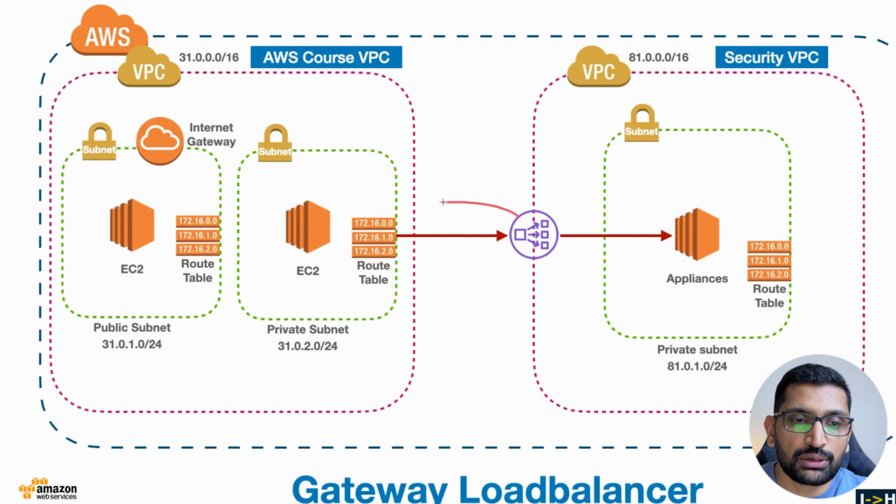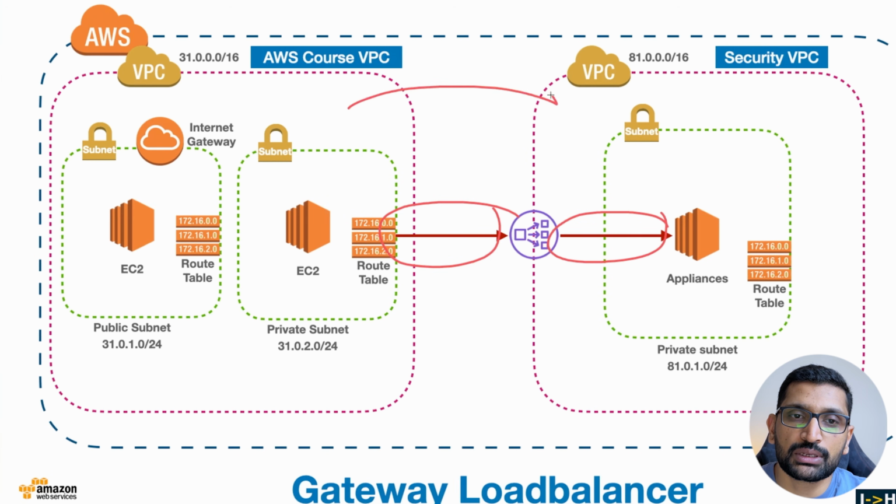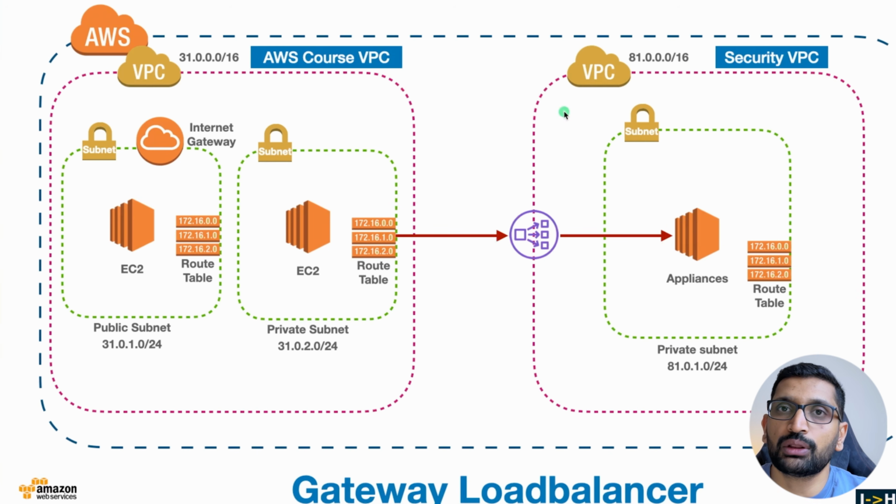Moving further, now we need to enable this traffic flow between these two VPCs. And to enable this traffic flow, what we need to do is we need to enable the cross VPC communication. Right now, both VPCs are different, but they are not able to communicate with each other. So to enable this communication, we need to work on VPC endpoint and VPC endpoint service.